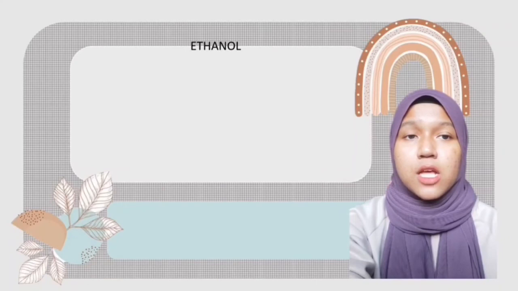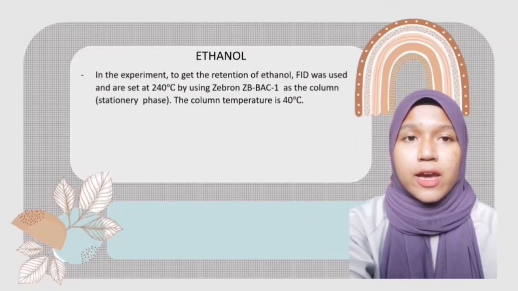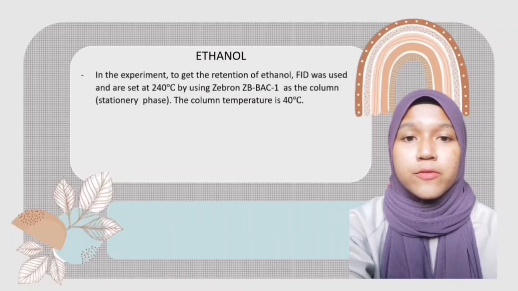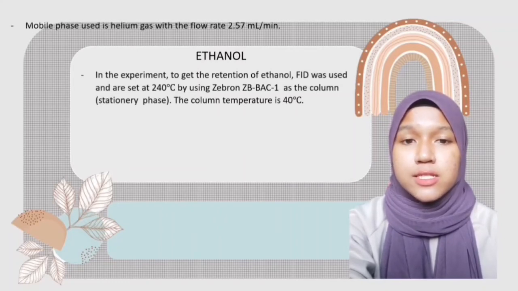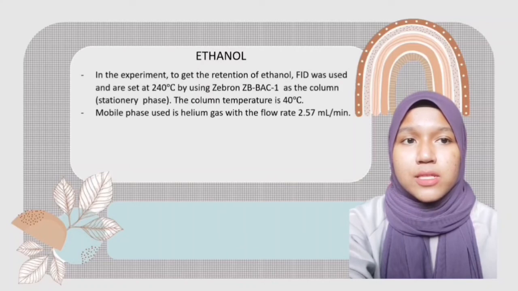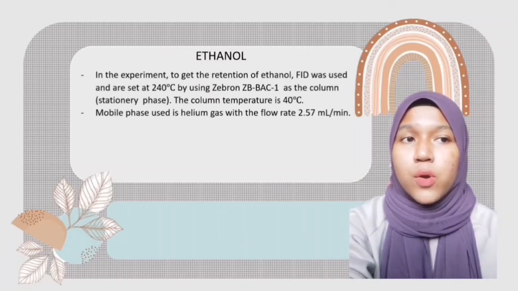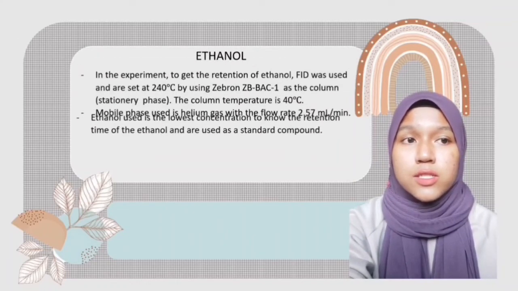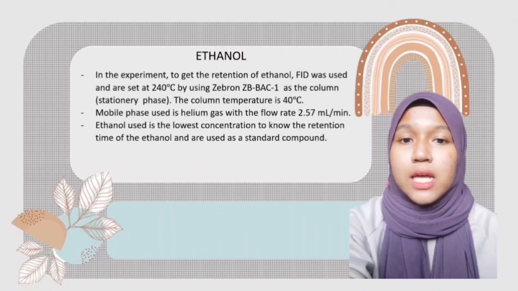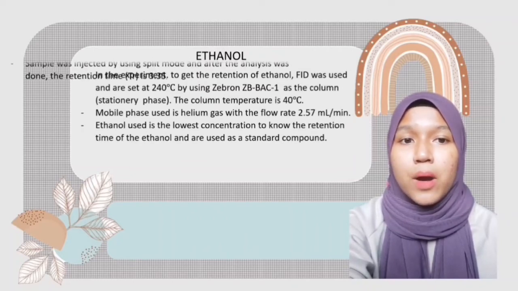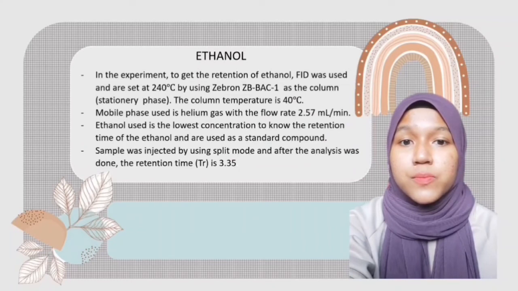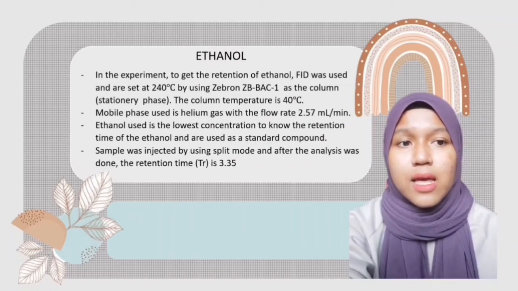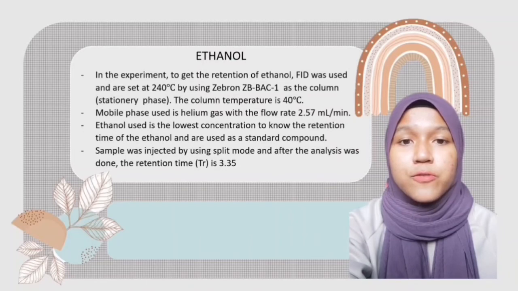In the experiment, to get the retention time of ethanol, the FID was used and set at 240 Celsius, using Zebron ZB-BAC1 as the column stationary phase. The column temperature is 40 Celsius. The mobile phase used is helium gas with a flow rate of 2.57 ml per minute. Ethanol at the lowest concentration was used to know the retention time of the ethanol and as a standard compound. The sample was injected using split mode, and after the analysis was done, the retention time is 3.35 minutes.